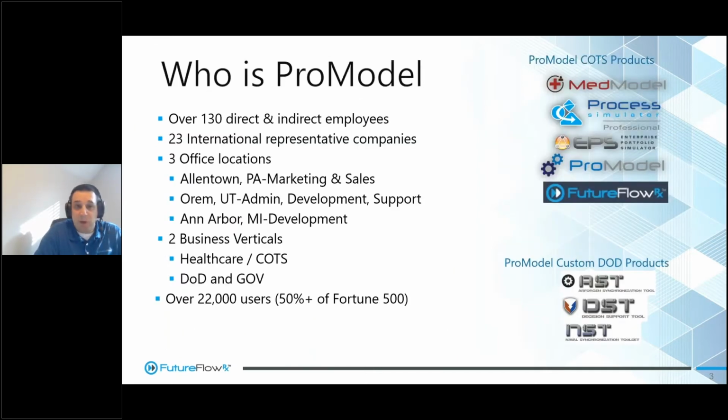So very quickly, a little bit about ProModel. I won't read all through this, but we have about 130 direct and indirect employees. We do have some international representation as well. We've been doing healthcare simulation for nearly 30 years. The list of products is up here to the right. I'm going to briefly show MedModel and ProModel just to show how we've progressed our career through our traditional software, and then really spend the majority of the time focusing on FutureFlowRx.